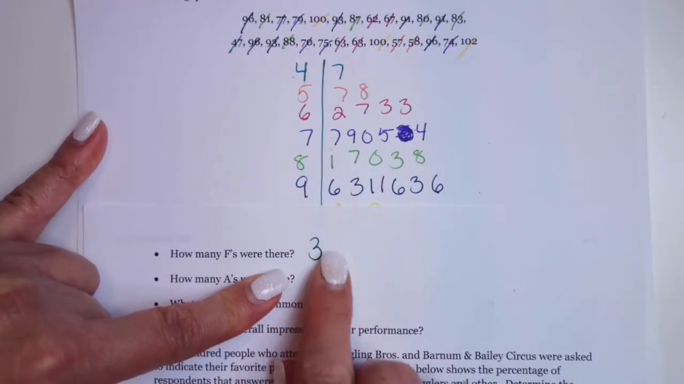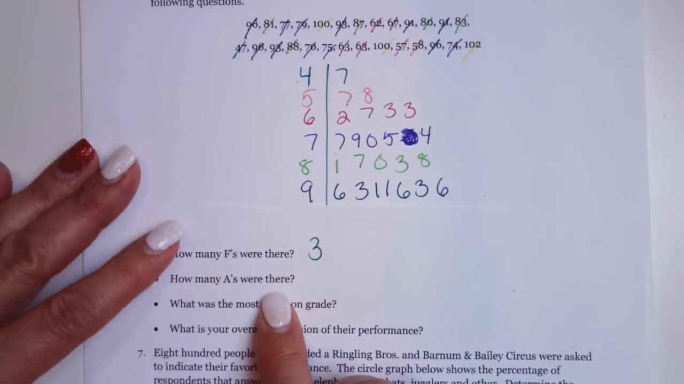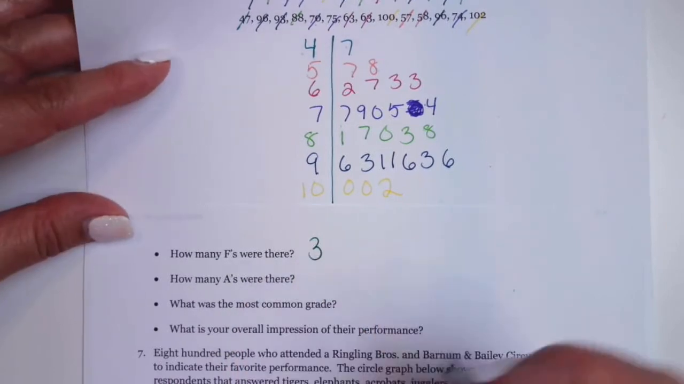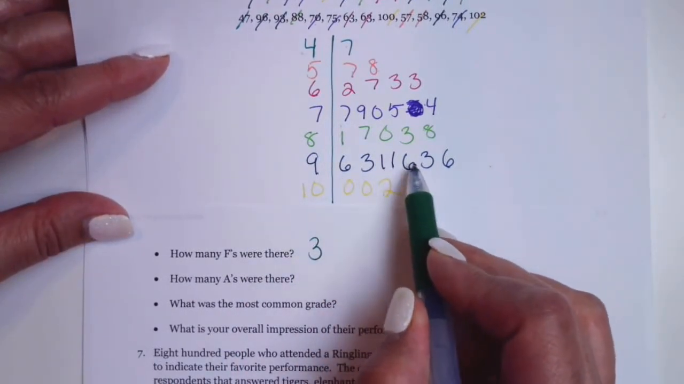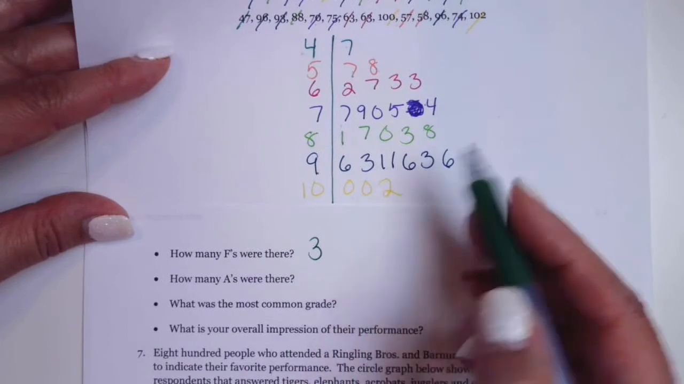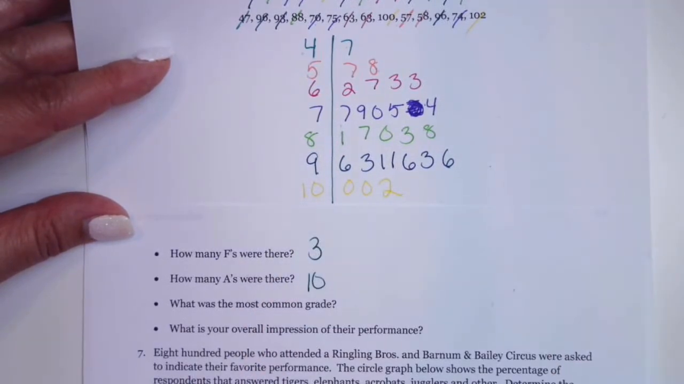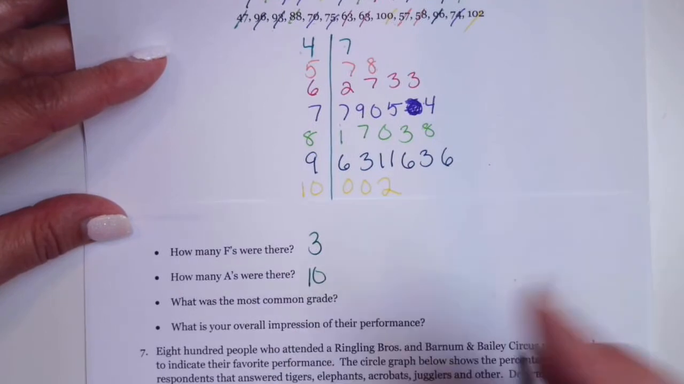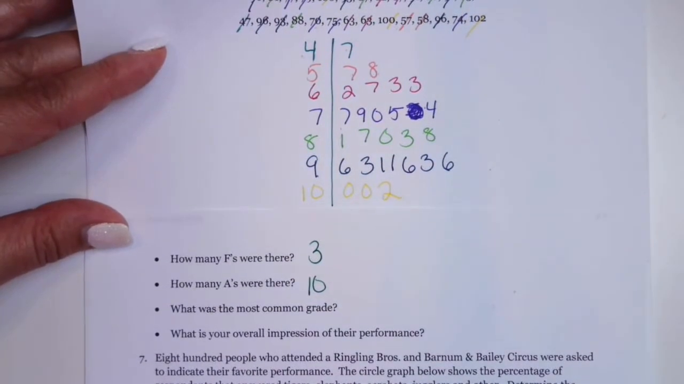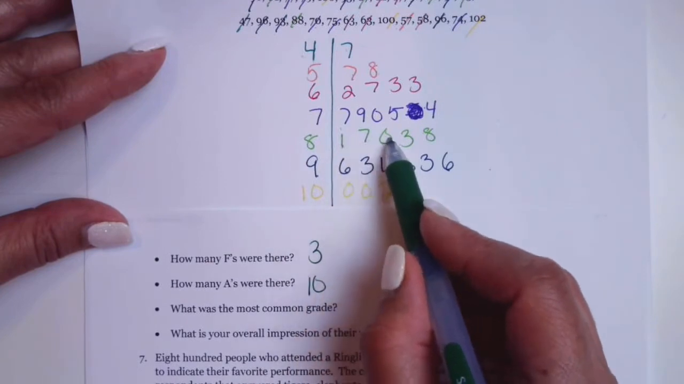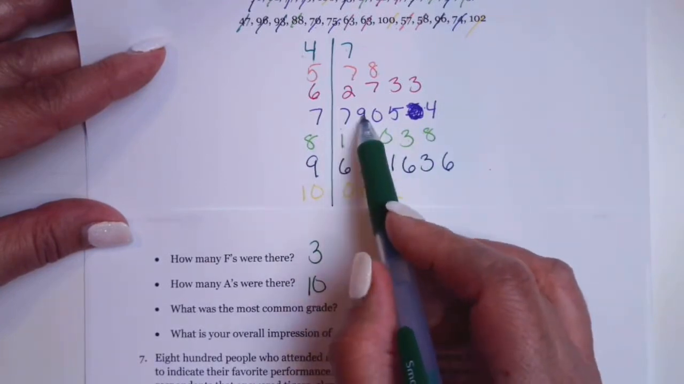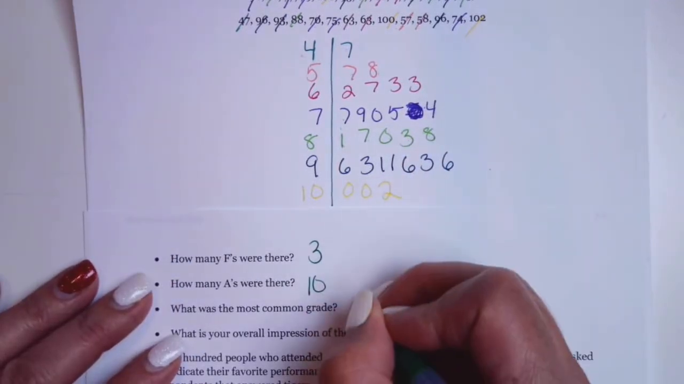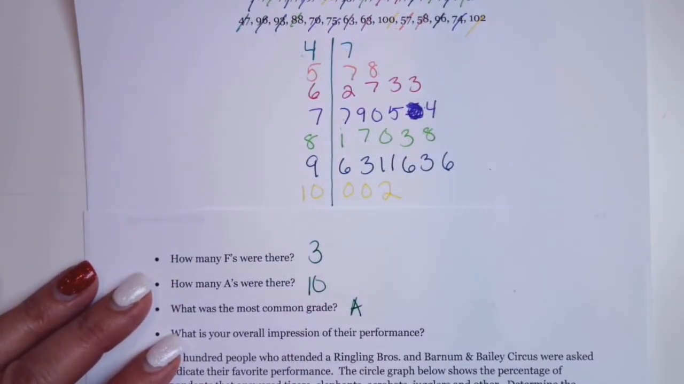59 and below are F's. How many A's were there? 1, 2, 3, 4, 5, 6, 7, 8, 9, and 10. 10 A's. What was the most common grade? Well, if we look at this, we have 10 A's, 5 B's, 5 C's, and then 4 D's. So A has to be the most common grade.